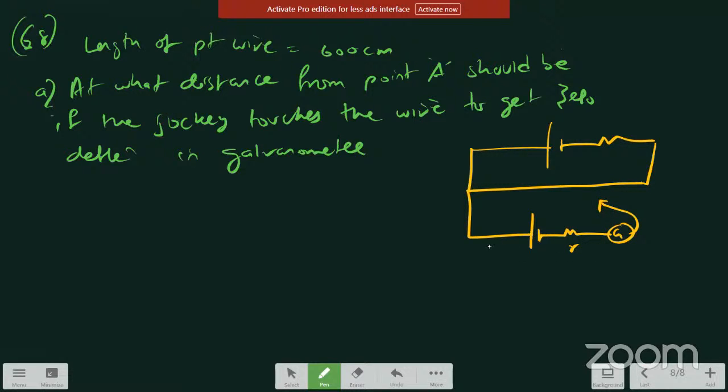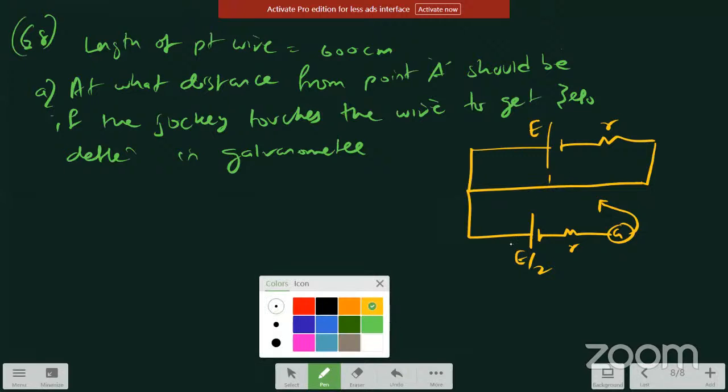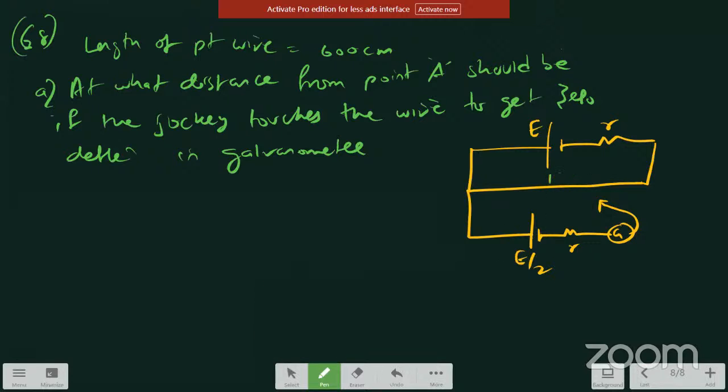This has resistance R, this has EMF of E by 2, this has EMF E, this has resistance R, and the resistance of this wire is 15R. Okay, no doubt in this. Next, this is wire A, this is point A, this is point B. This is the first part of the question. The length of the potentiometer wire is given to you. At what distance from point A should the jockey touch the wire to get zero deflection in the galvanometer?